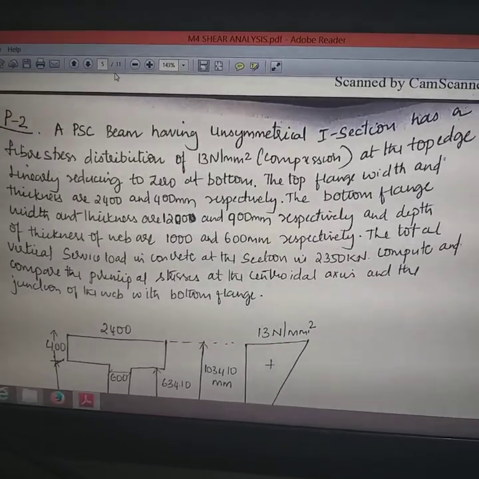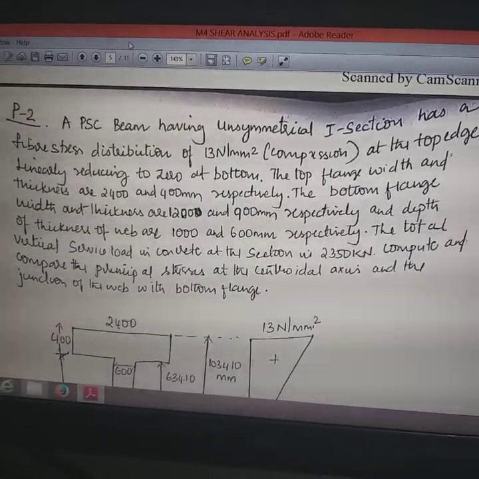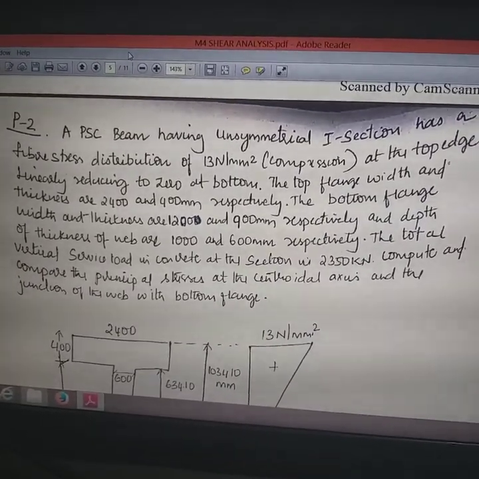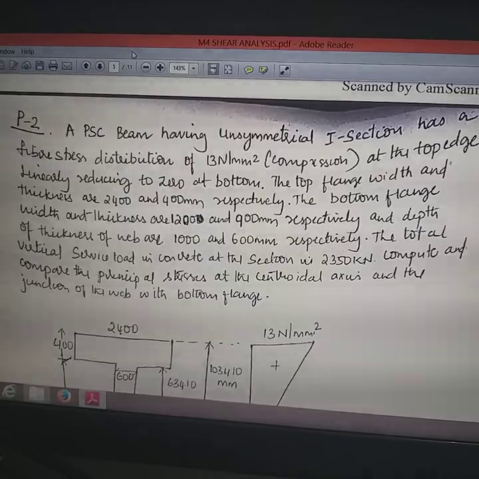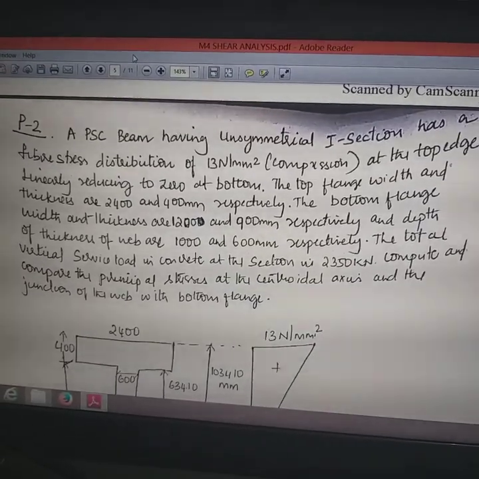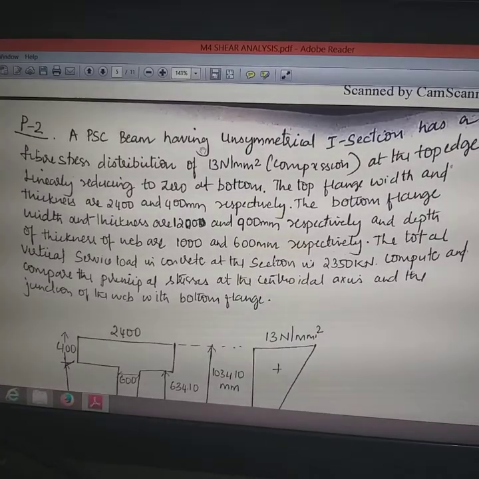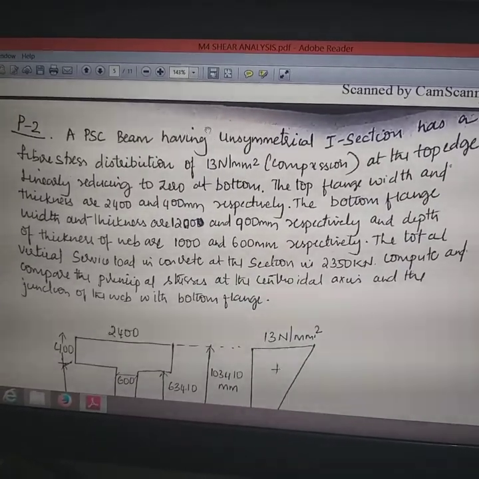Let's start with problem number 2. Here also it is necessary to compute the principal stresses at the centroidal axis and at the junction of the web with the bottom flange. A PSC beam having unsymmetrical I section.